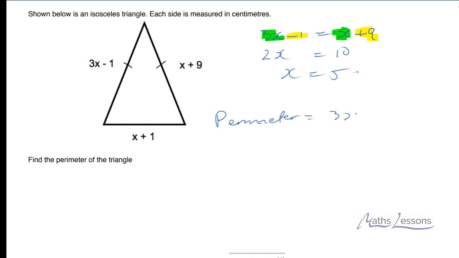must equal 3x minus 1 plus x plus 9 plus x plus 1. So that's 5x plus 9. So that's going to be 5 times 5 is 25 plus 9 is 34 centimetres.